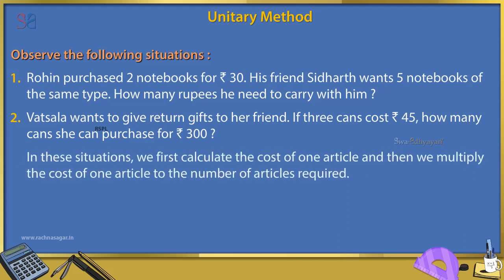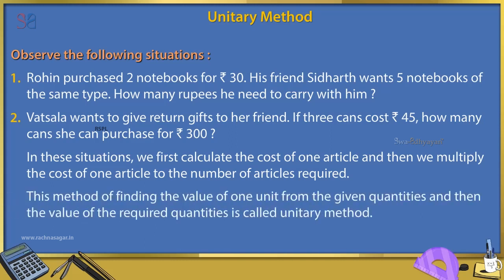In these situations, we first calculate the cost of one article and then we multiply the cost of one article by the number of articles required. This method of finding the value of one unit from the given quantities and then the value of the required quantities is called unitary method.